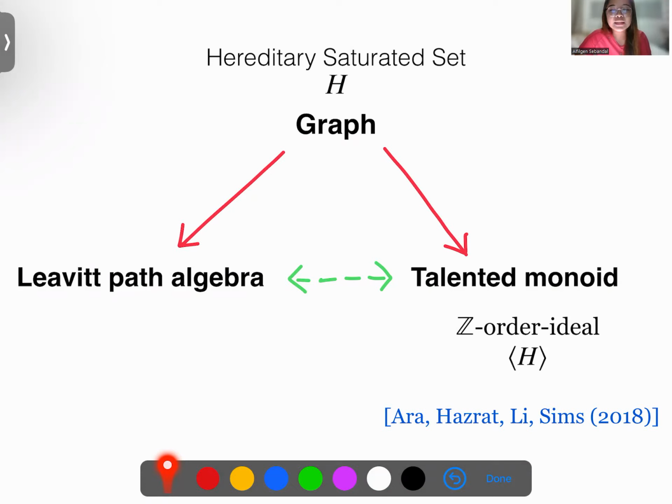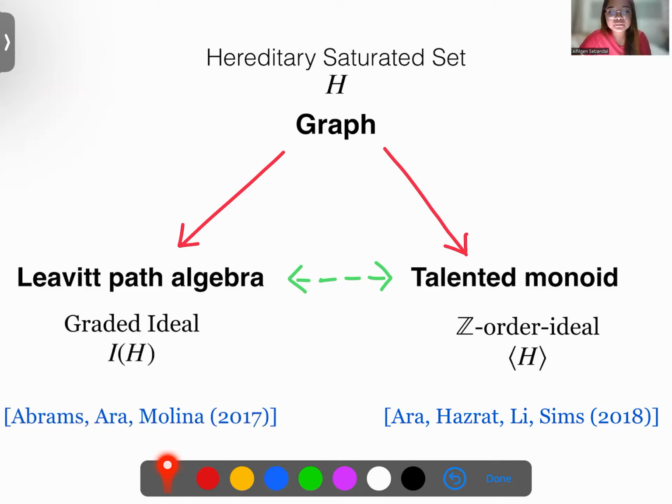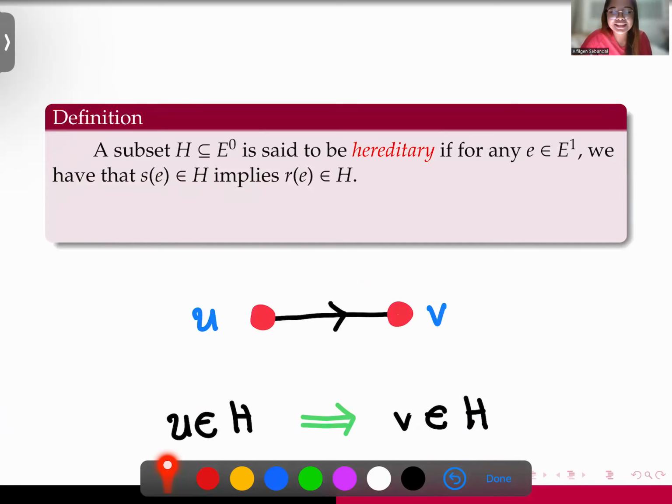As a matter of fact, in 2018, if we could have this so-called hereditary saturated sets or subset of vertices in your graph, they are actually generating the Z order ideals that we have previously defined. And on the other hand, in 2017, the same set of vertices are actually generating the graded ideals of the Leavitt path algebra. Therefore, it's enough to look at the hereditary saturated sets, and we are also looking at these two ideals in both sides. But what are these hereditary saturated sets?